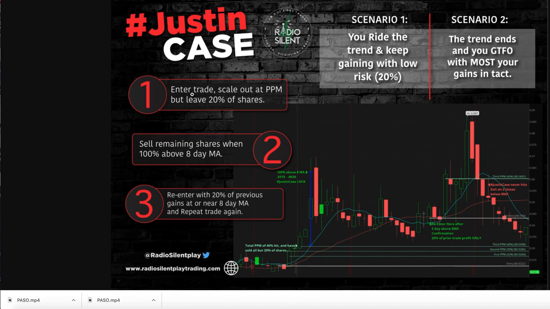With the just-in-case strategy, I enter my trade and scale out to my PPM, but I leave 20 to 30, 50% of shares. I use 20% here just to let you know, because you don't want to lock everything and then all of a sudden the stock hits a high of 8 cents from this level of 2.5 cents, because you're losing all that. So you want to keep 20, 30% of your skin in the game. And when that stock pulls back, let's say I'm rallying and it hits all the way up to 100% away from the 8-day moving average, I look for a pullback, for that kiss. Now it kisses, and I look at how much I made on the trade.